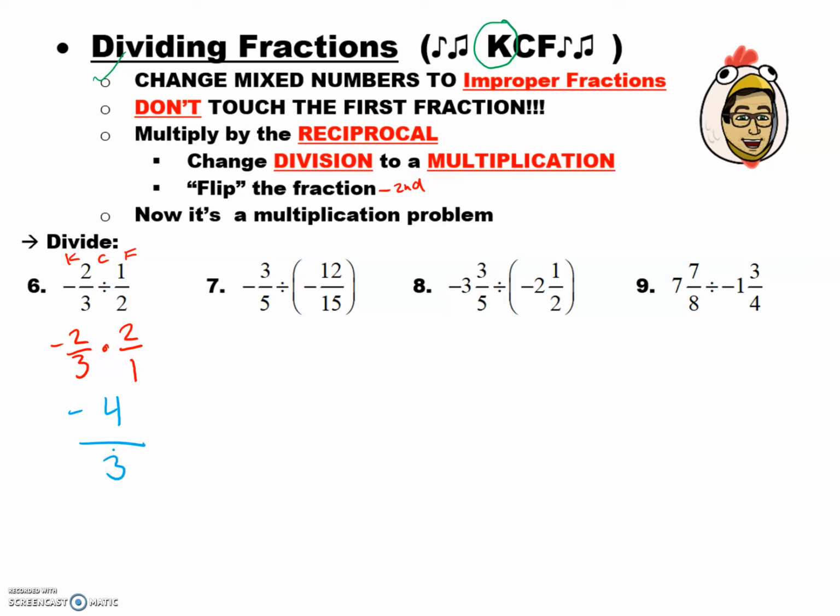Now I want you to write your answers in mixed number form. So 3 goes into 4 one time with a remainder of 1. So that's going to be negative 1 1/3.